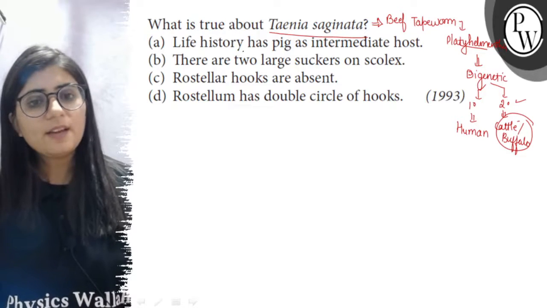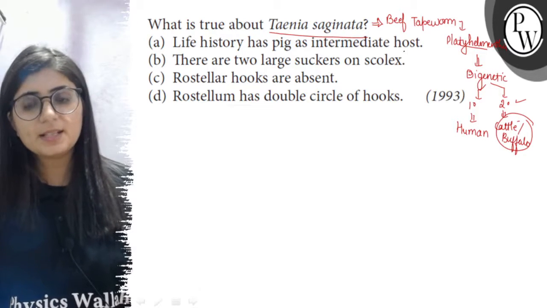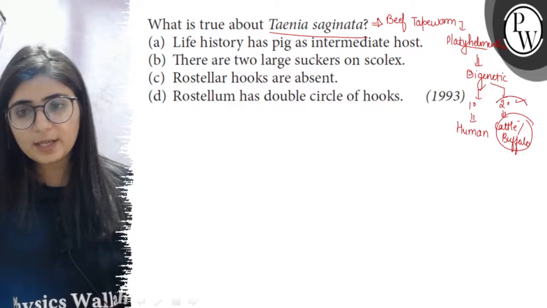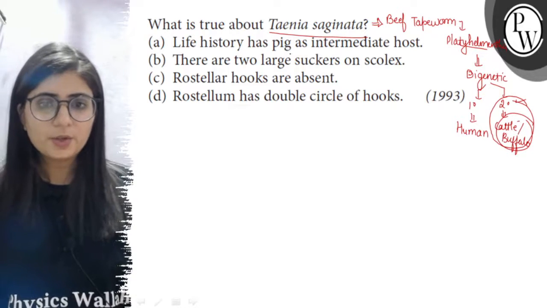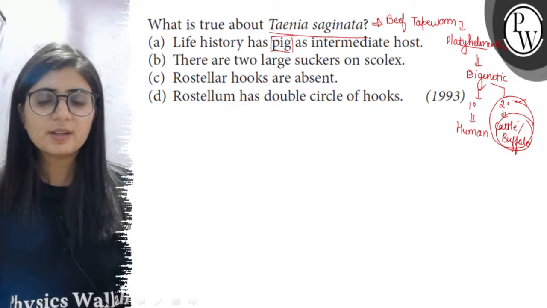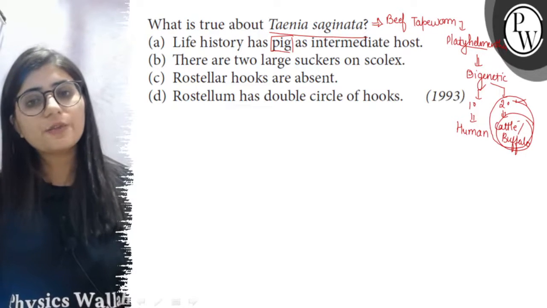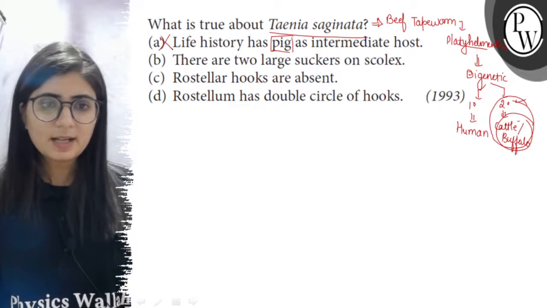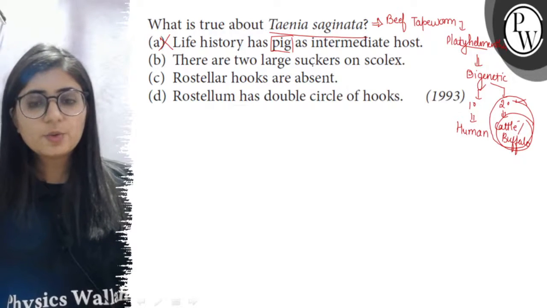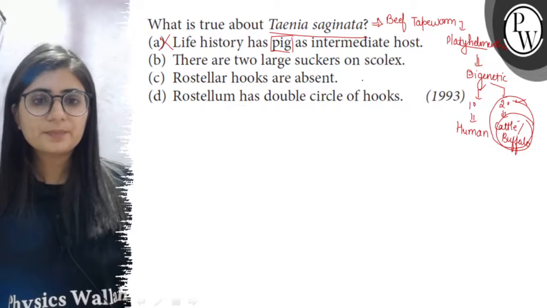So first is, life history has pig as intermediate host. So now I told you that its secondary or intermediate host is the cattle or buffalo. So pig is not acting as a host here. It acts as a host in case of another species named Taenia solium. So this is discarded. Now, there are two large suckers on the scolex.